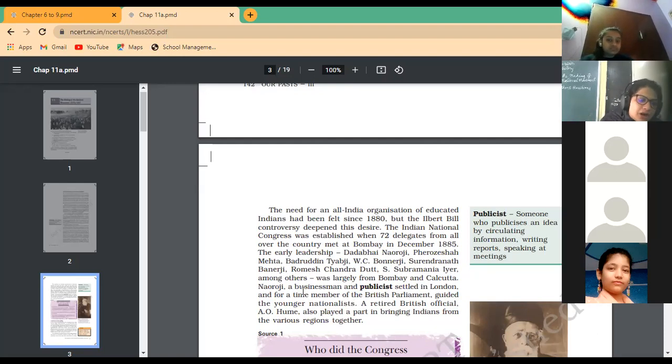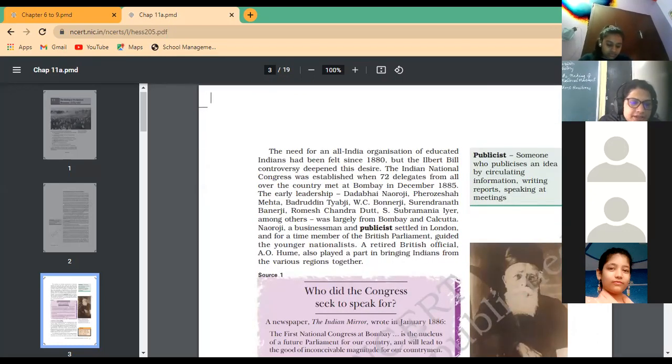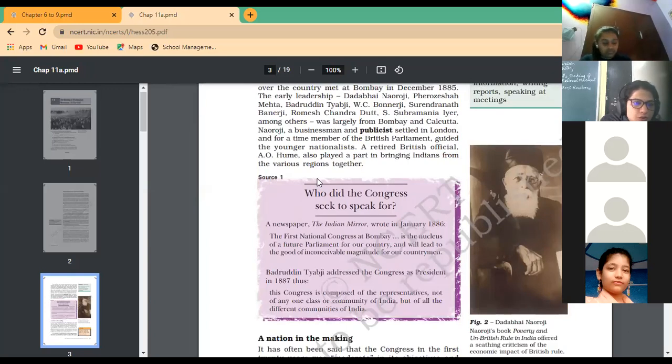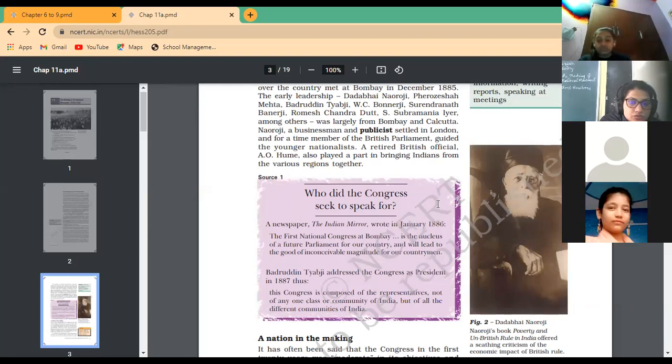Those who came from different parts of our country met in Bombay and Calcutta, and they formed the Indian National Congress. Here you can see Dadabhai Naoroji, who was a businessman and published a journal in London, but he felt that it was very important for Indians to take the initial step to come together and form an association that works for the freedom of Indians. And one retired British official, A.O. Hume, played a vital role in this association.